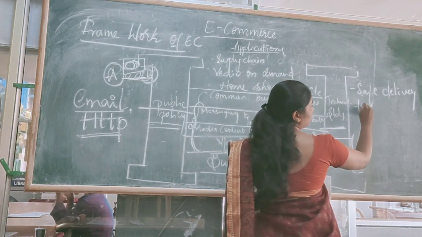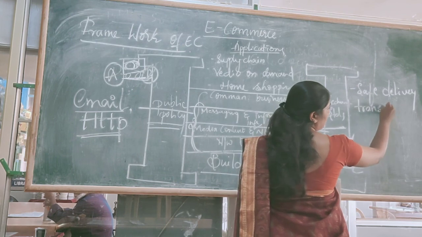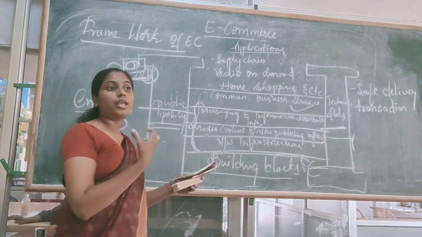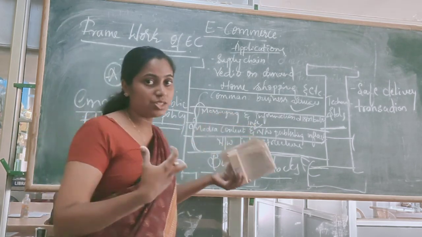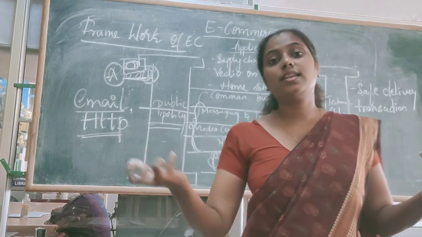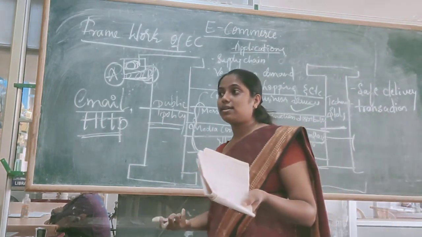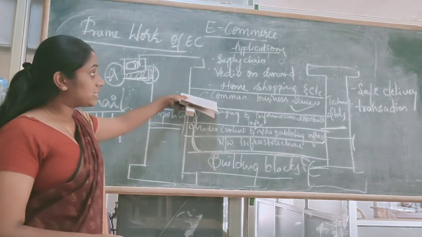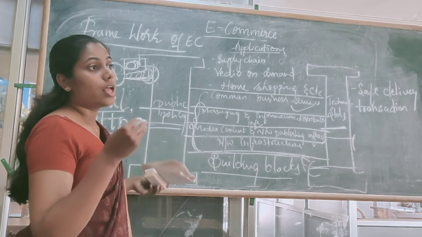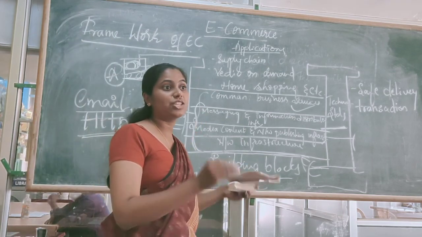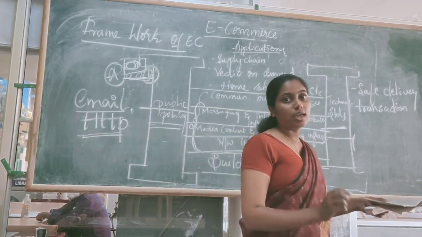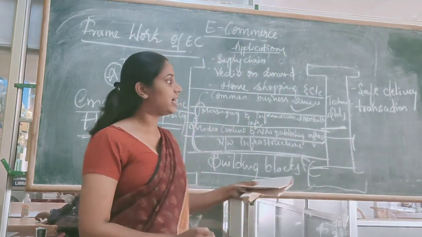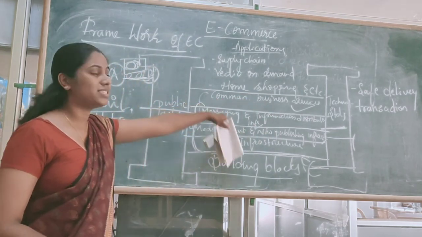It examines the transaction. Any transaction, money transaction, if you are purchasing anything from Amazon or from Flipkart, you will make online transactions, right? Online you will pay the money. So this is the building block which examines whether the transaction is correctly done or not, whether your money is reaching the destination safely. That is the building block, common business services.